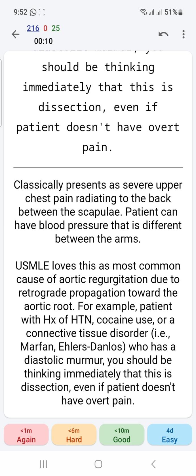Classically presents as severe upper chest pain radiating to the back between the scapulae. Patient can have blood pressure that is different.